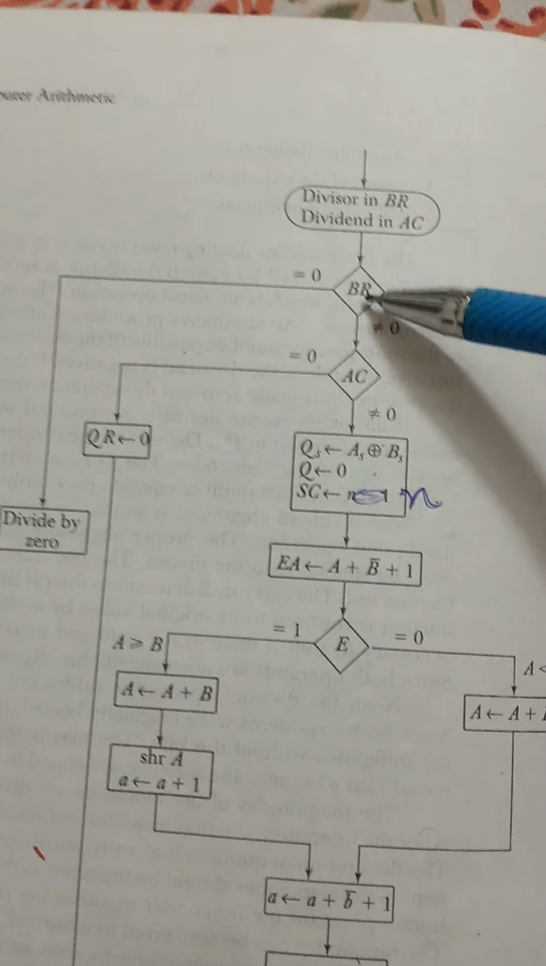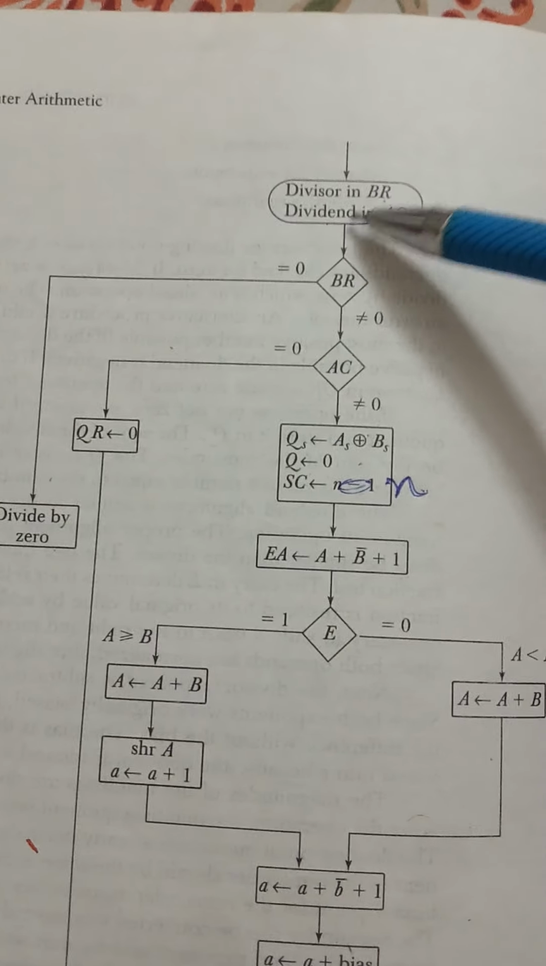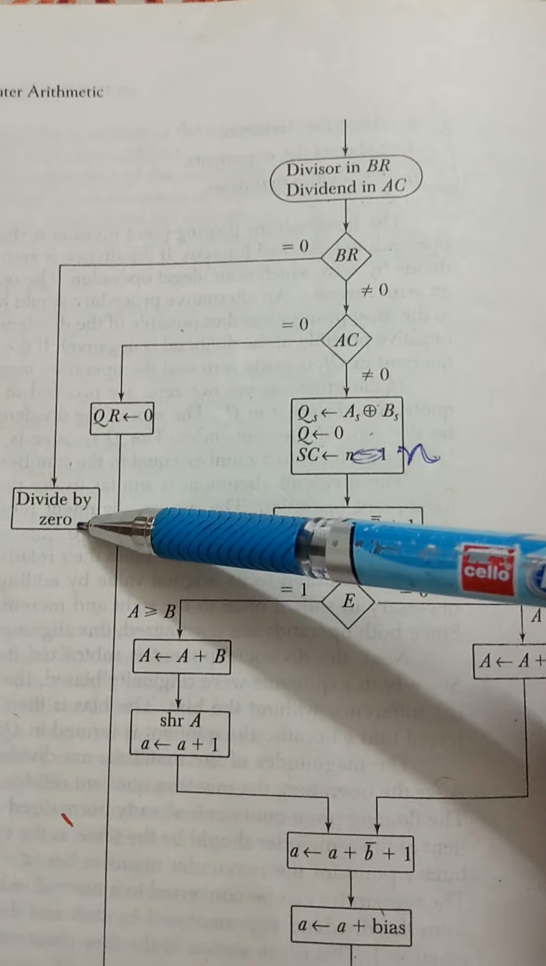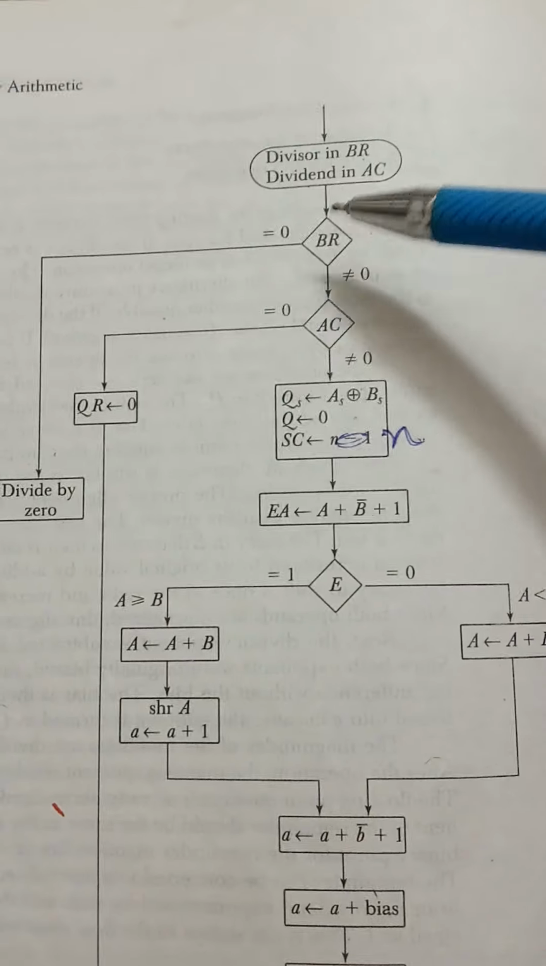First of all, we check BR register. If it is 0, that means divisor is 0, then this is an error, divide by 0 error. So it ends here. But if BR is not 0 and AC is 0, that means dividend is 0. In that case, result will be 0. So we store in QR 0 and the process ends.